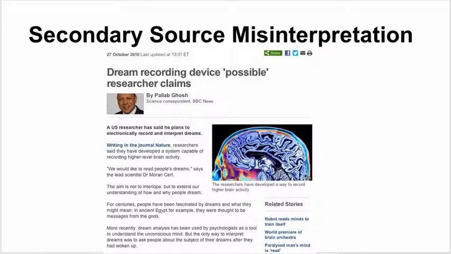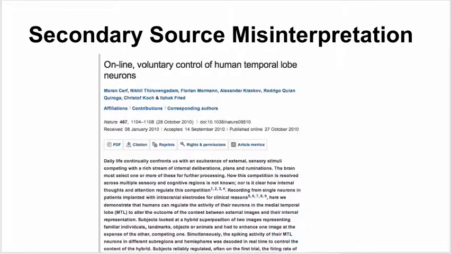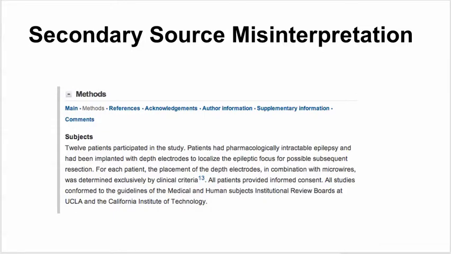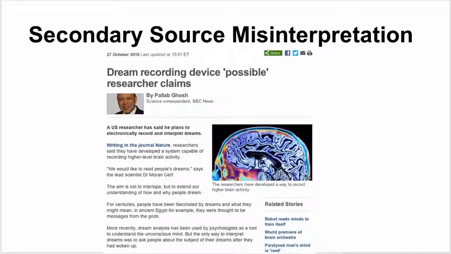And then you see that first sentence, writing in the journal Nature, researchers said they had developed a system capable of recording higher level brain activity. They're referring to the exact same thing you saw, and the rest of it, which is not pictured here. And from that, they came up with this headline, dream recording device possible, researcher claims. That's not what the study was about. This interpretation of the study does not show an understanding of the study and a correct interpretation of the results.